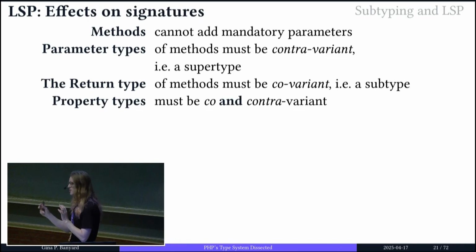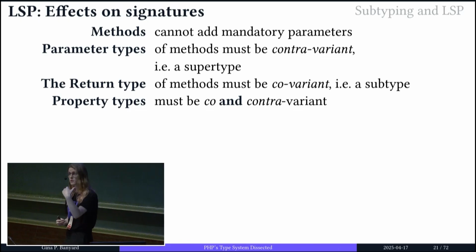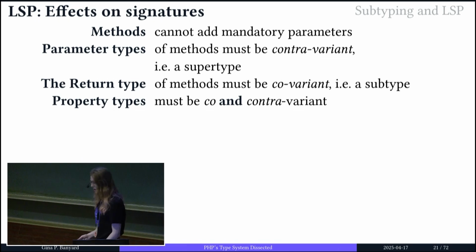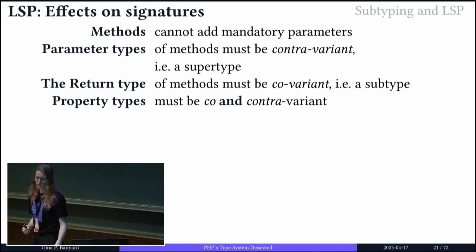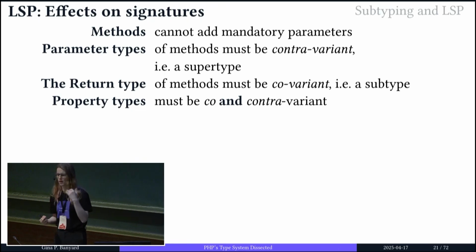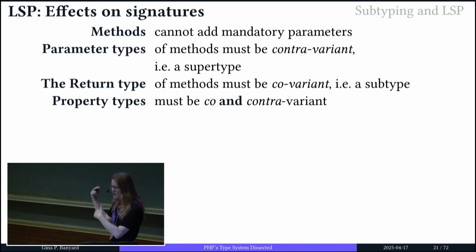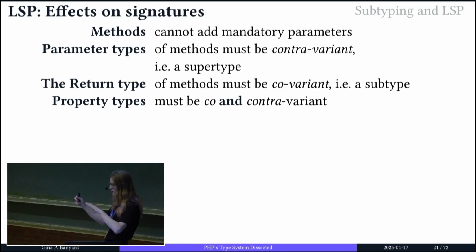But what LSP does on signatures, which is what PHP will check at compile time when you do inheritance or interface implementations, is that a method cannot add mandatory parameters. The parameter types of a method must be contravariant, i.e. a supertype, and the return type of a method must be covariant, i.e. a subtype. And property types, we say they must be co and contravariant, because you can write and read from them.